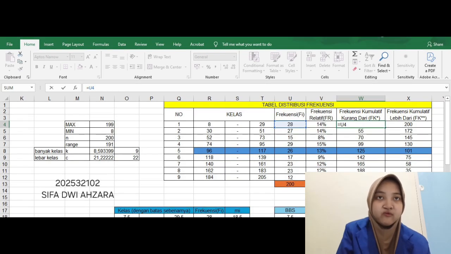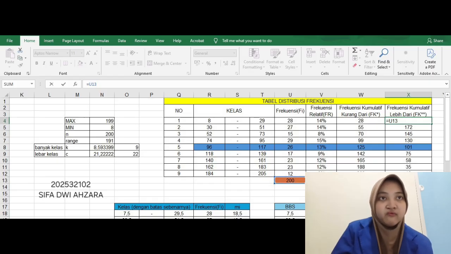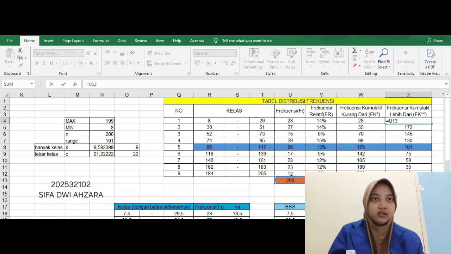For cumulative frequency less than, we add frequency from top to bottom. For cumulative frequency greater than, we subtract frequency from the total frequency. This calculation helps us analyze data distribution more clearly.